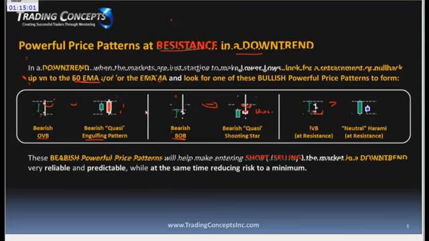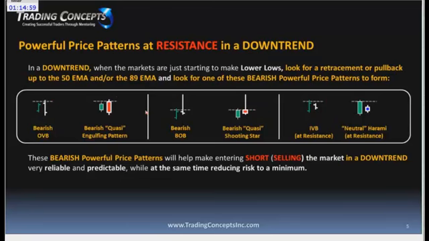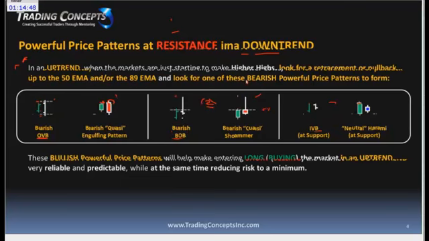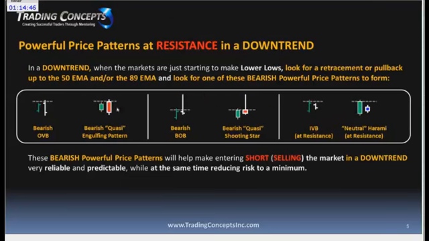So those are bullish, and these are the bearish for a downtrend. So what I just talked about, right, that's when the trend is up, making higher highs and higher lows, right? You're trading above both the 50 and the 89 exponential moving average. Now we're going to just flip this for a downtrend, market making lower lows and lower highs, right?